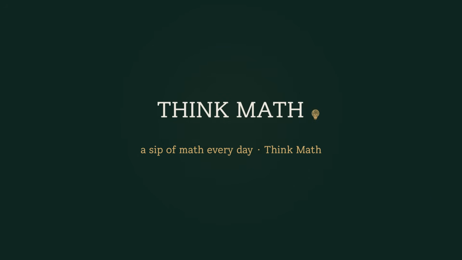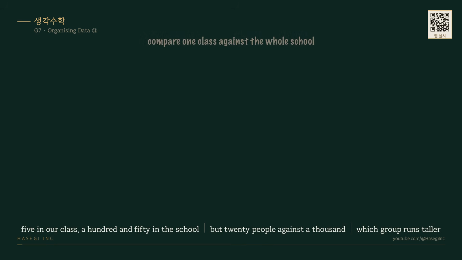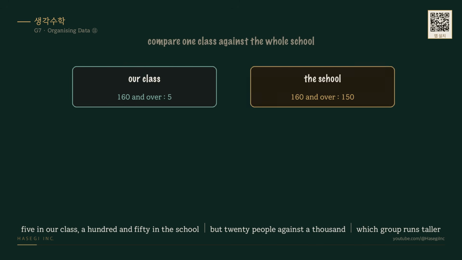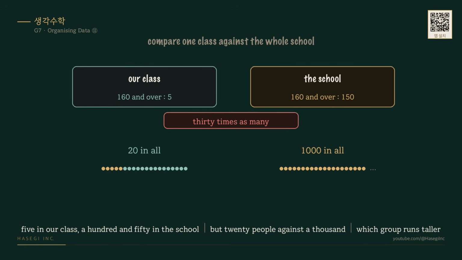Think math. We want to compare one class with the whole school. 5 students in our class are at least 160 tall, against 150 in the school. The school has far more, so is the school the taller group? But our class is 20 people and the school is 1,000. Can you say which runs taller now?